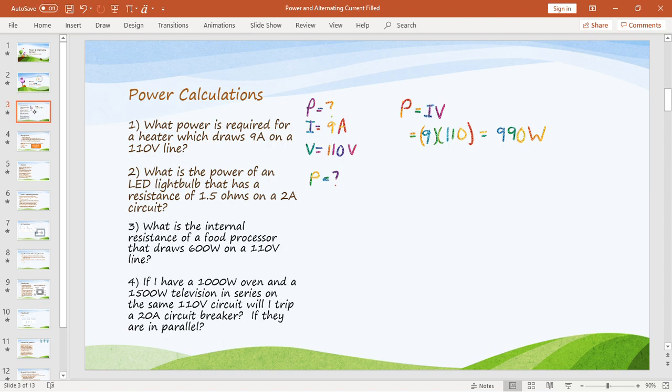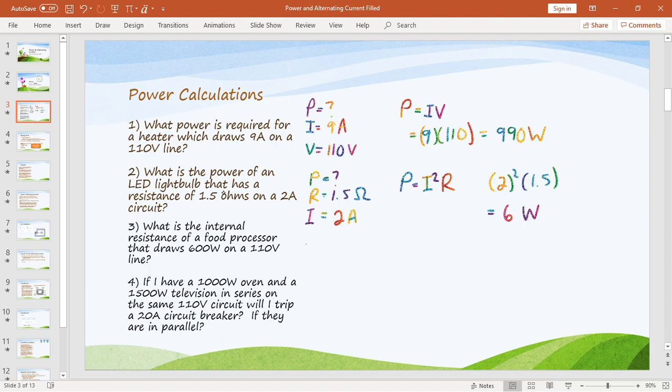You can be given different units. Here we have a resistance of 1.5 ohms and a current of 2 amps. And if you look at your formula sheet, you see that power is also equal to I squared R, or you can derive that from the original formulas that you have. So you're going to take 2 squared, do that first, multiply by 1.5, and you should get 6 watts.